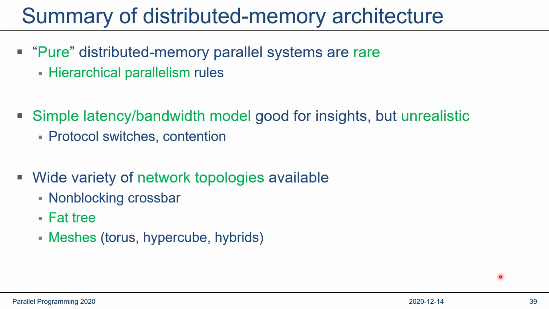We have the non-blocking crossbar, which is prohibitive for very large systems. We can combine such crossbars to build fat trees, either non-blocking or oversubscribed fat tree hierarchies, where routing may become a problem, and we can have meshes like toruses, hypercubes, or hybrids of those that make compromises between cost effectiveness and performance.